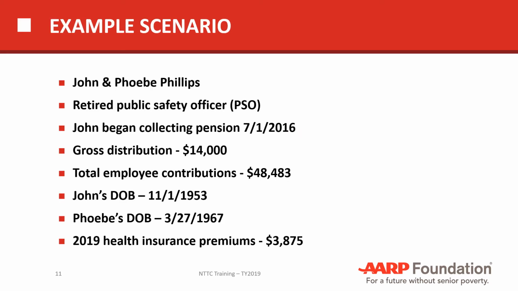So let's go through an example scenario. We have two taxpayers, John and Phoebe Phillips, and John is a retired public safety officer. John began collecting his pension on July 1st, 2016, and the gross distribution amount that he received this year in 2019 is $14,000. Total employee contributions over the years that he worked for his employer was $48,483. John's date of birth was November 1st, 1953. Phoebe's date of birth was March 27th, 1967. And the health insurance premiums that he paid in 2019 were $3,875.